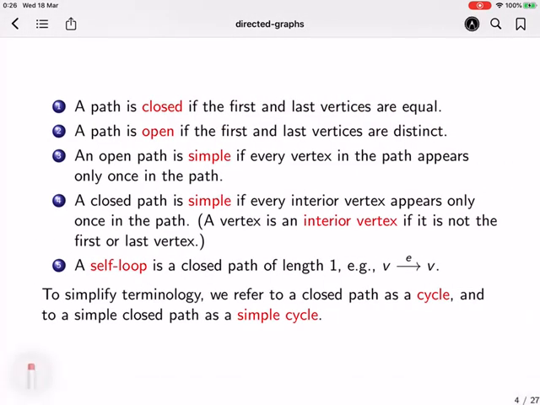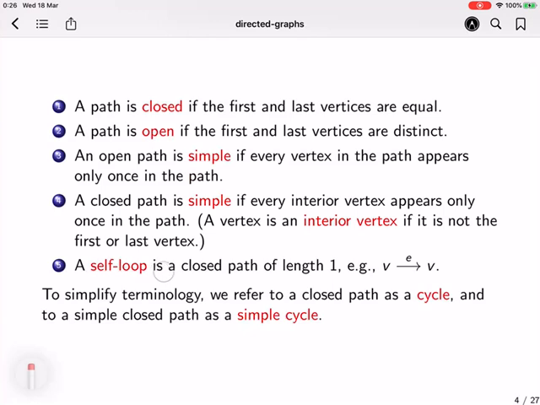Now let's make a few definitions. A path is closed if the first and last vertices are the same. A path is open if the first and last vertices are not the same, or distinct. So notice that every path is either closed or open. It has to be one of the two. An open path is simple if every vertex in the path appears only once in the path. So we do not have repetitions of vertices in the sequence. A closed path is simple if every interior vertex appears only once in the path. A vertex is an interior vertex of the path if it's not the first or the last vertex.